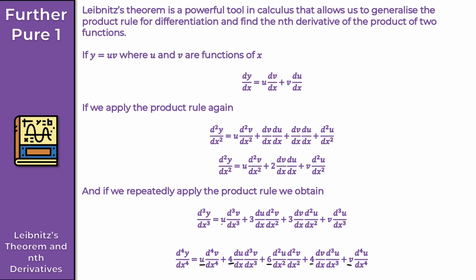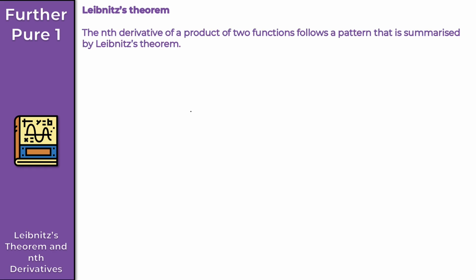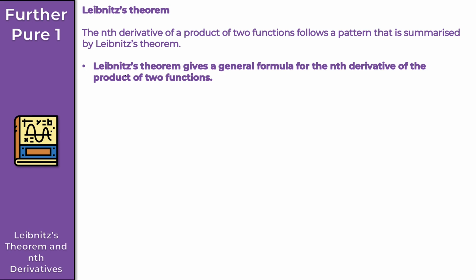Same again for the third derivative, so 1, 3, 3, and 1. And then same again here, 1, 2, 1. And hopefully you can spot the pattern. So let's just generalize what is basically happening here, which is Leibniz's theorem. So let's formally introduce Leibniz's theorem. The nth derivative of a product of two functions follows a pattern that is summarized by Leibniz's theorem. Leibniz's theorem gives a general formula for the nth derivative of the product of two functions.